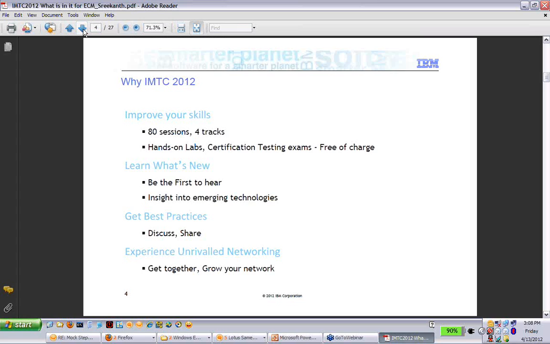You can also experience an unparalleled networking experience. Take advantage of the numerous networking opportunities you encounter in this conference. Do not miss the chance to meet and interact with your peers, industry experts, business partners, and IBM executives from across the world. It's an opportunity to ask the experts about your specific technology challenges and you will get the answers.